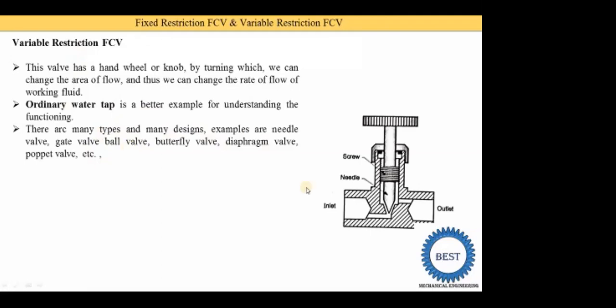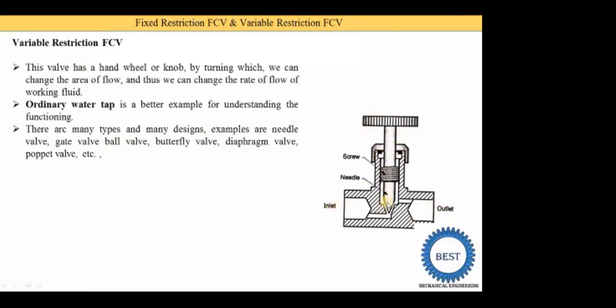Okay, so here you see the simple image of the variable restriction FCV. Here the inlet is there. This is the outlet portion. This is the needle and here a screw is there. And this is the hand wheel. So when we rotate this hand wheel, this needle moves in an upper direction or a downward direction depending on which direction we rotate.